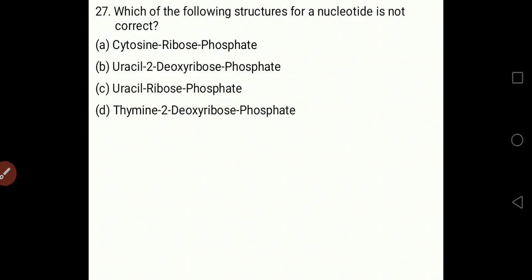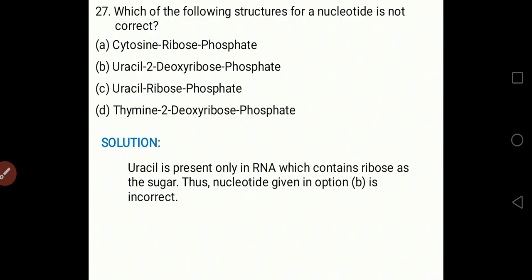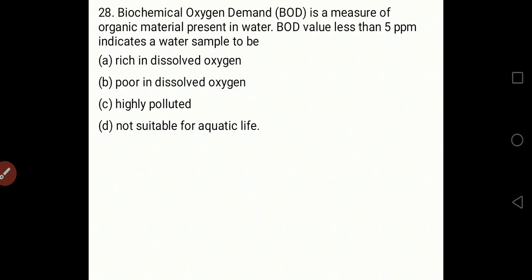See, remember, uracil is not present in DNA, it is present in RNA. RNA means ribose sugar, not 2-deoxy. Hence remember, option is B. Uracil is present only in RNA which contains ribose as the sugar. So answer is B.